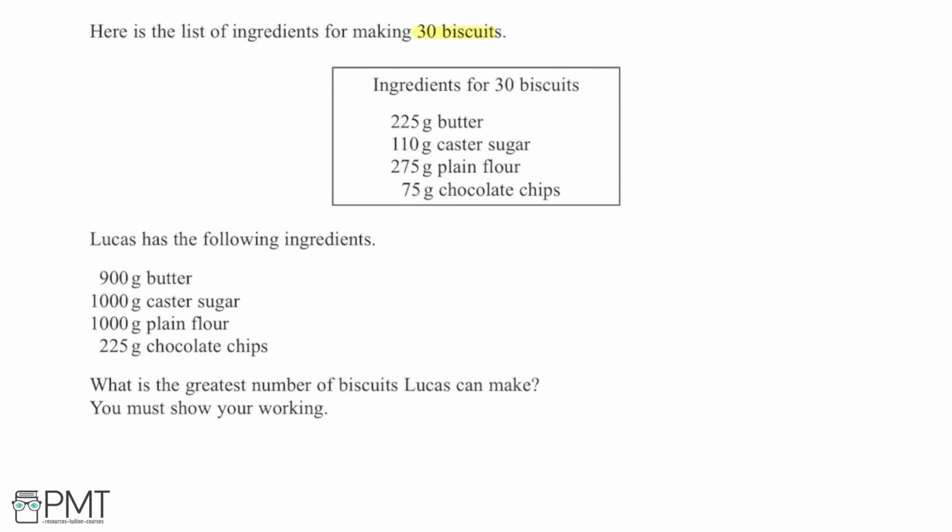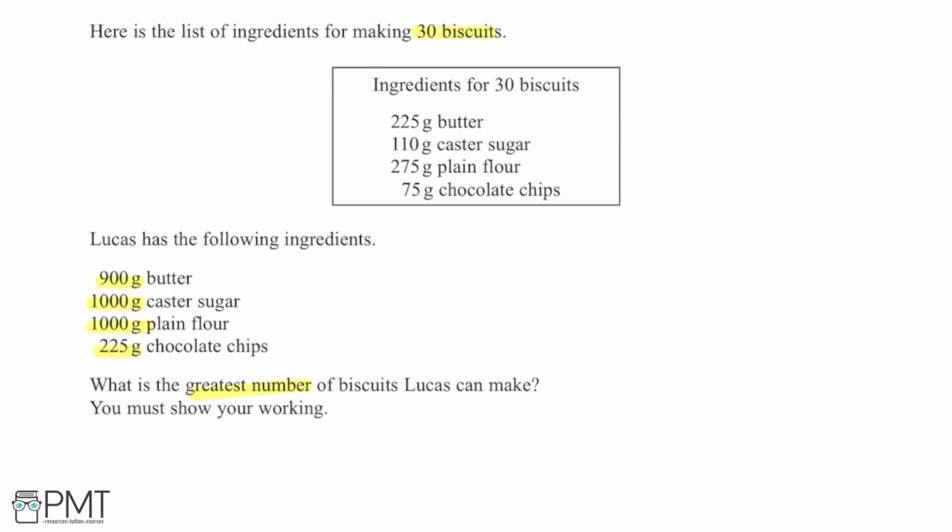I'm then told that Lucas has the following ingredients. So he has 900 grams of butter, 1,000 grams of caster sugar, 1,000 of plain flour, and then 225 grams of chocolate chips. And I'm asked to use this information in order to work out what the greatest number of biscuits that Lucas can make is.